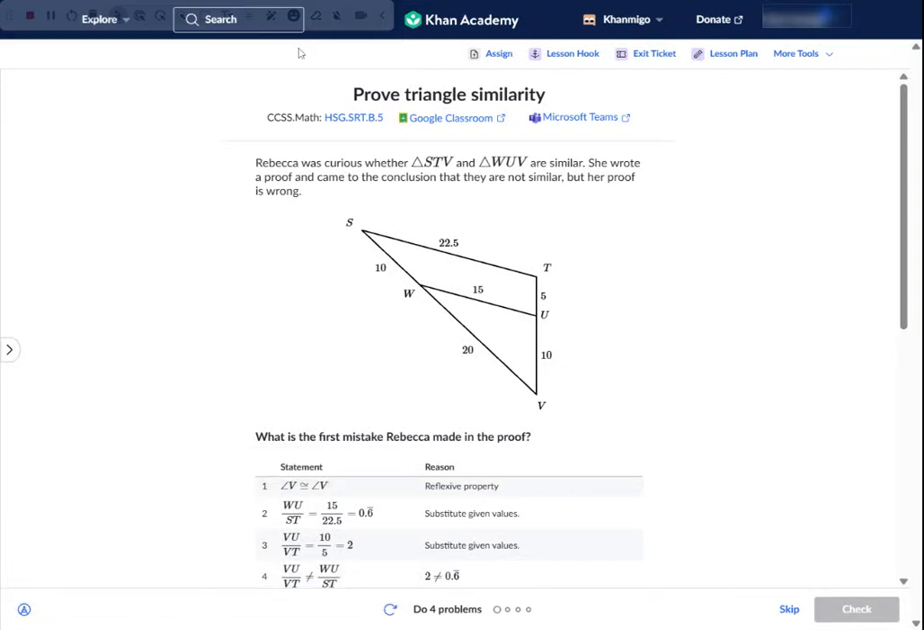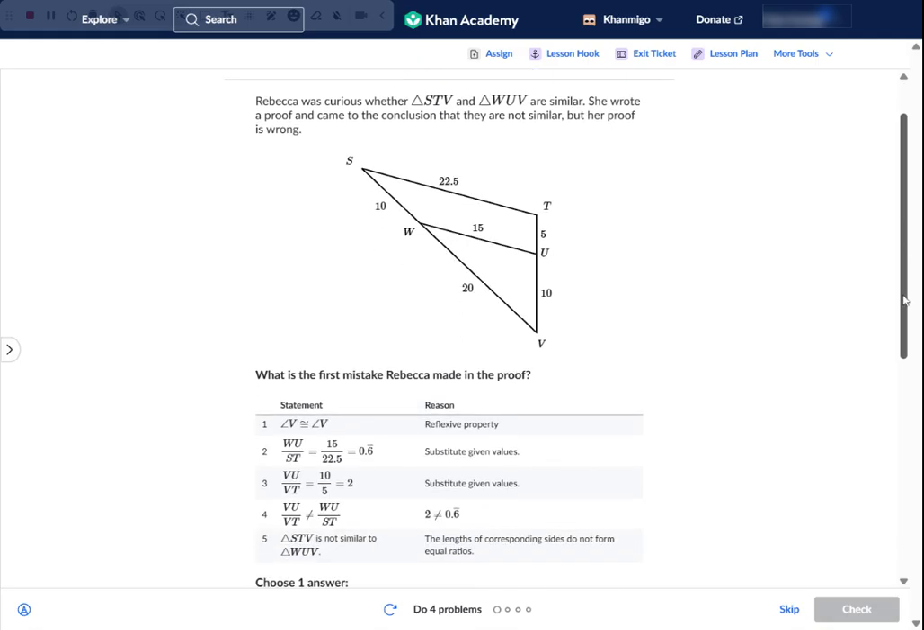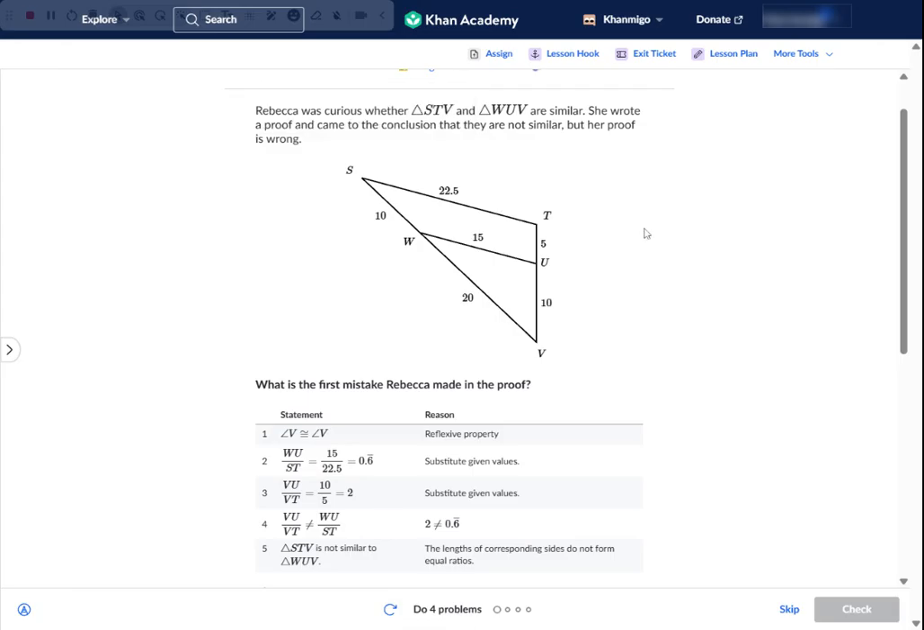Hey guys, we're looking at your Khan Academy homework of proving triangle similarities. We're looking at a proof here. We're going to try to go through 2 examples together in this video so you can watch along, and reference the recordings while you're working on your homework. All right, let's see what's happening.